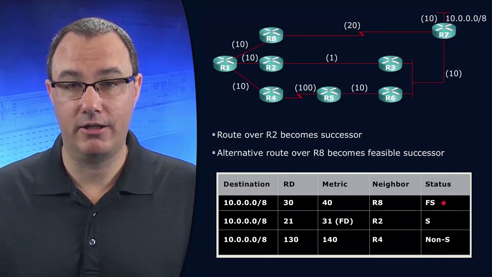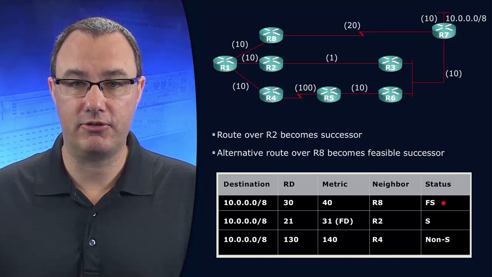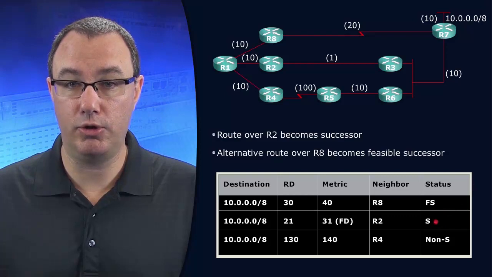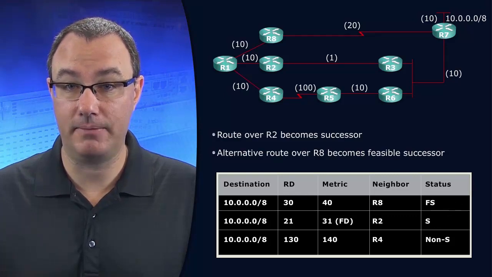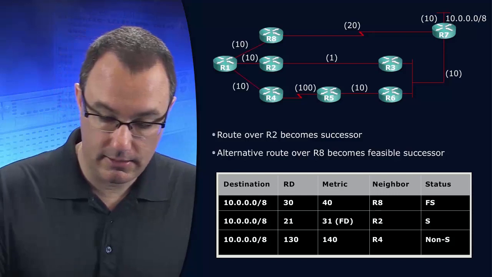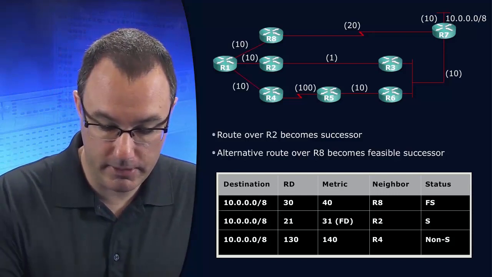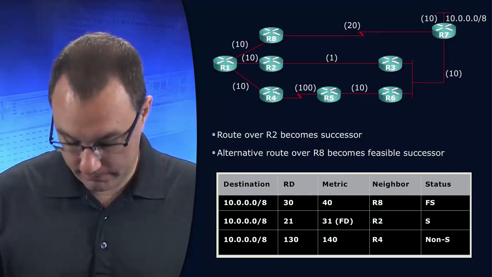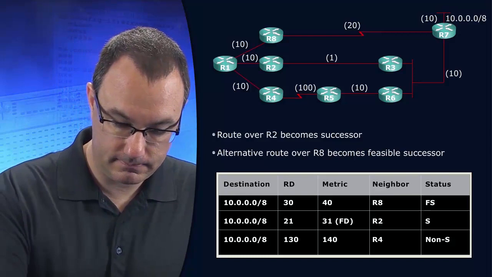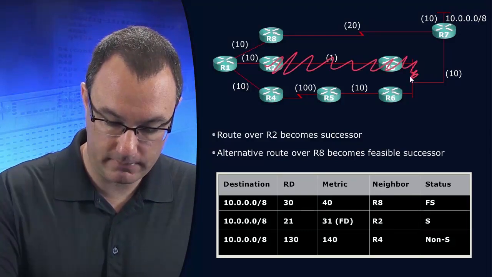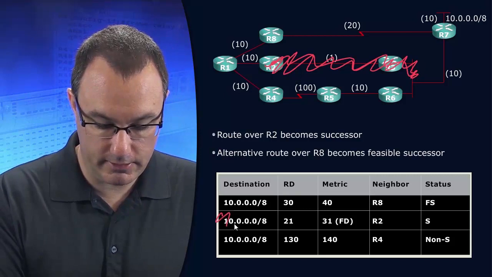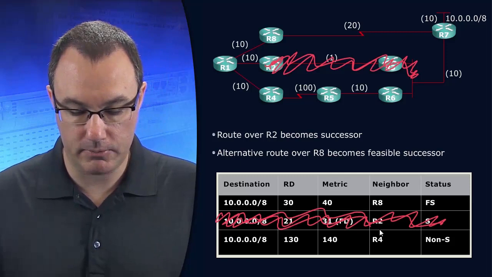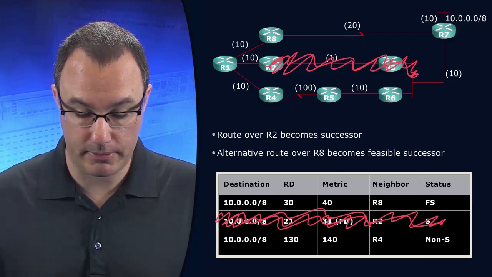It is vetted for a loop-free path, and the feasible successor will be immediately installed in the topology the moment we lose the primary pathway. So let's say we lose the middle pathway. The middle pathway is completely gone. It goes away. Well, this area becomes unavailable to us, right? And if that becomes unavailable, we're going to have some changes that happen.